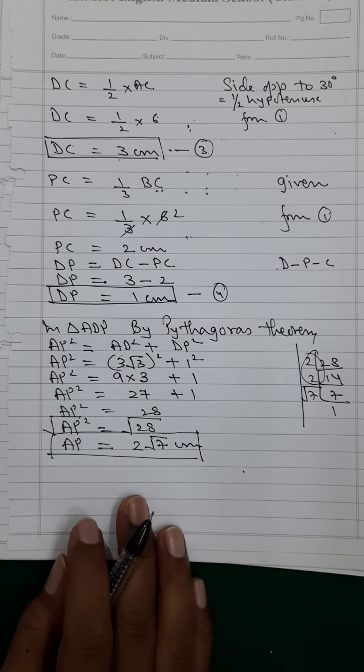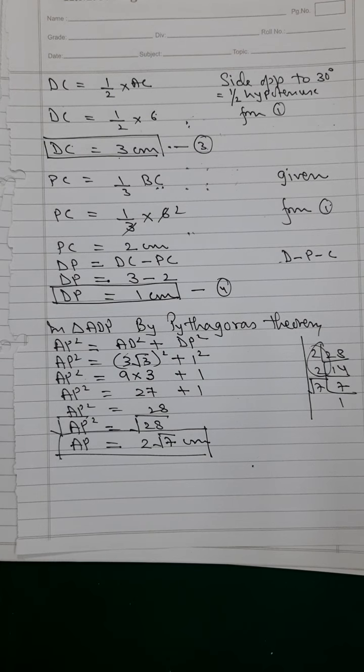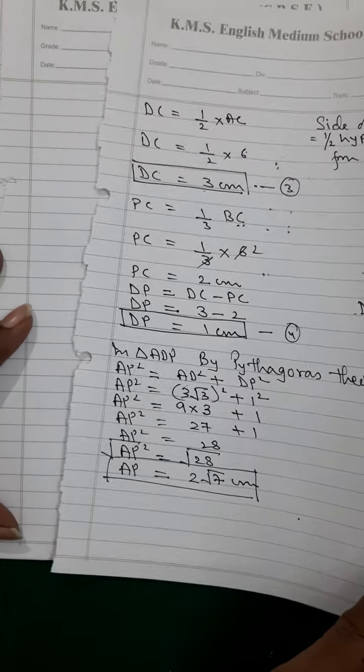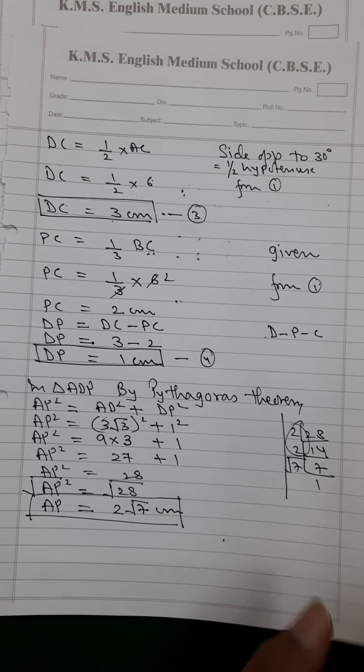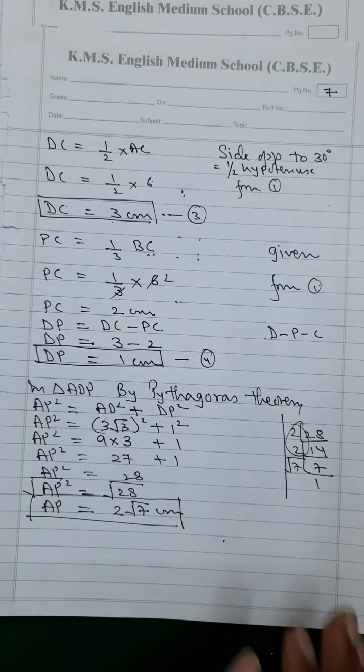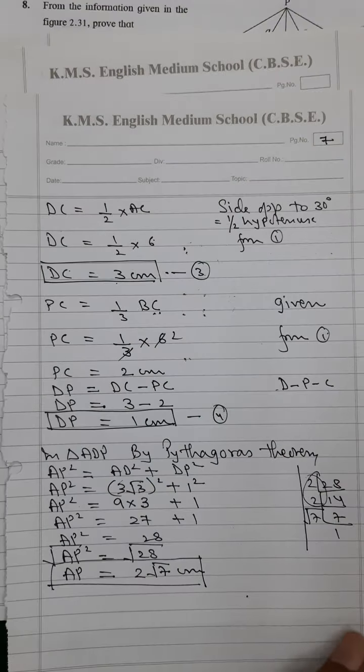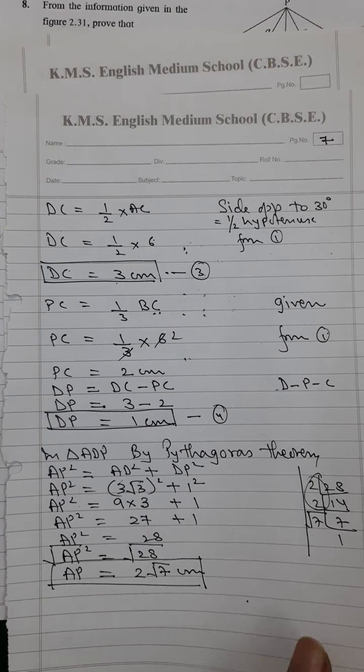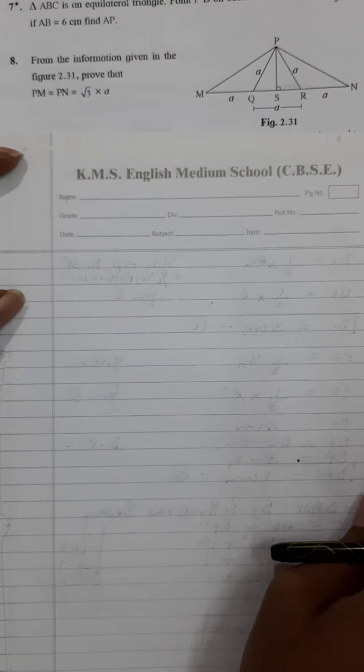This is AP found. Okay, I'll just check the answer because the answer is slightly different, so it's better to check. Yes, it is right, 2 root 7 centimeter. Fine. With this, we also finish question number 6. No, question number 7, I suppose. Question number 7, yes. So we can go to one more question, that is question number 8.